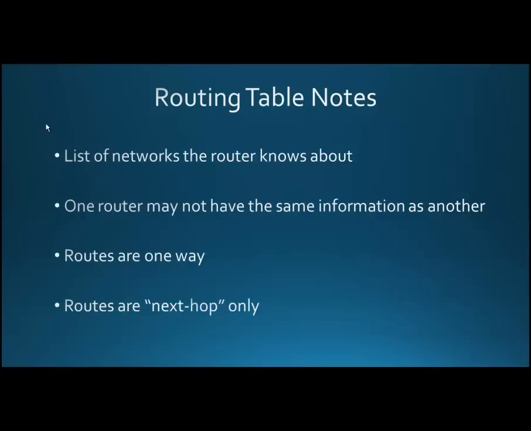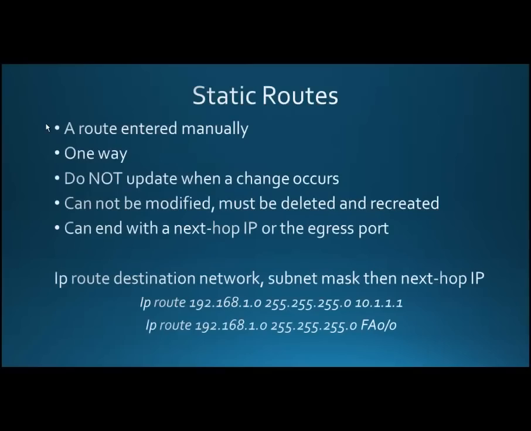And then routes are next hop only, meaning your router may know about the remote network out there somewhere, and it's 3 hops away. I have no idea what those 3 hops are. I only know the next hop, the next link in the chain. So that's kind of how our routers work, on a next hop basis. If I know to get to A, and A knows to get to B, and B knows to get to C, and C is directly connected to D, I can get there. So that's how they all work.